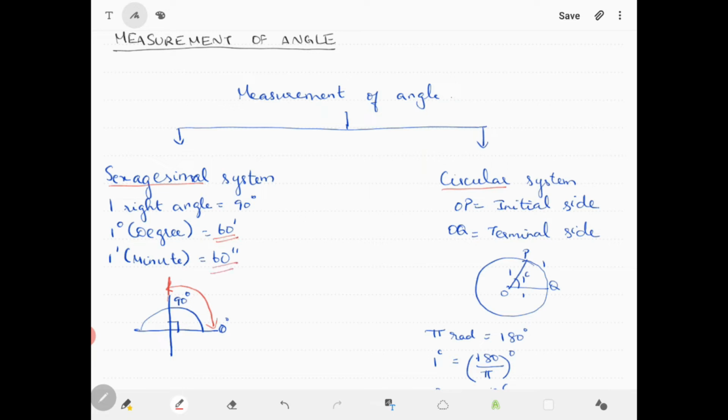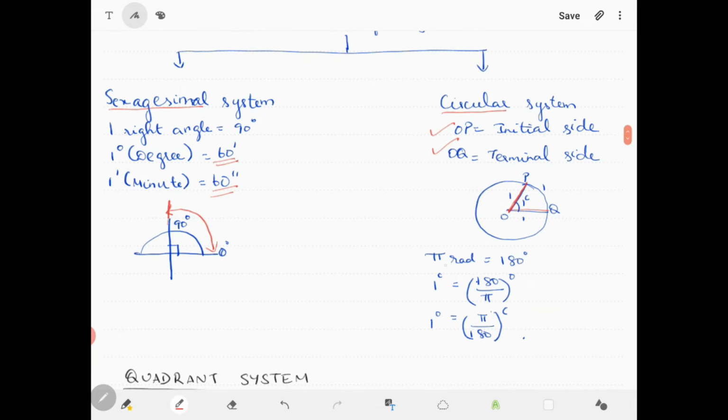When it comes to the other system, that is the circular system, we have a circle here, and let us consider OP as the initial side, and OQ as the terminal side. Here the degree can be calculated as radians, like pi radians equal to 180 degrees. So 1 radian will be 180 by pi degrees, or 1 degree will be equal to pi by 180 radians.